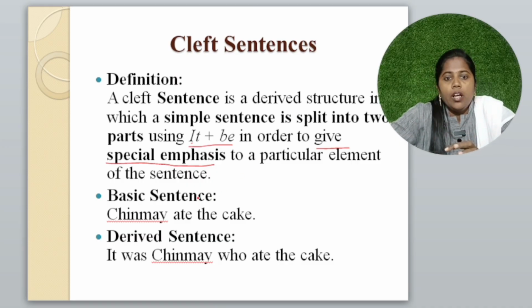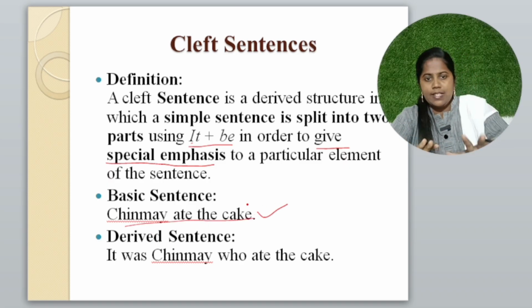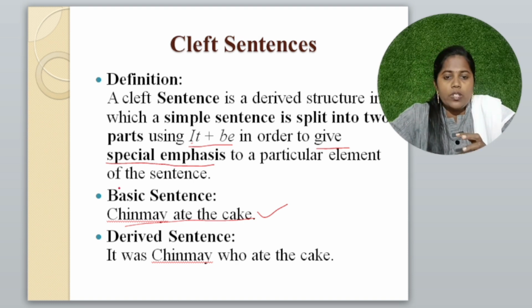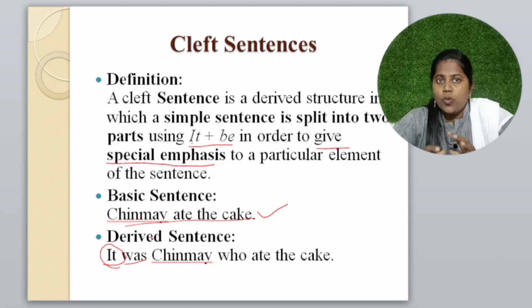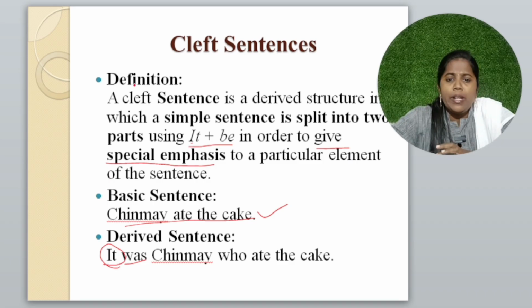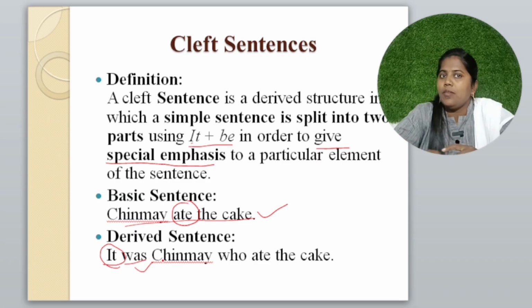See, here is one sentence. Chinmay ate the cake. It's a normal, basic sentence. But if I want to focus on Chinmay, then what will I do? I will use it as a subject. Then I will use to be forms: am, is, are, was, were, or shall be, will be. It will depend on the tense. Here it is past tense, that's why I used was. So it was Chinmay. Means here I focused on Chinmay. It was Chinmay who ate the cake.